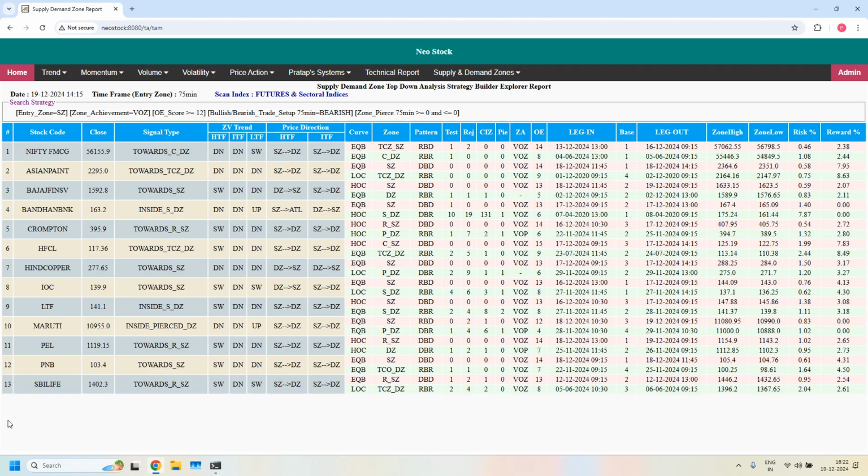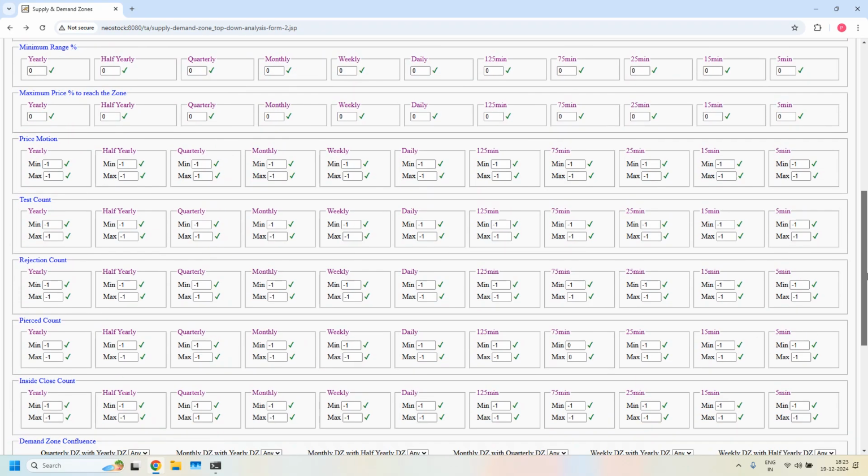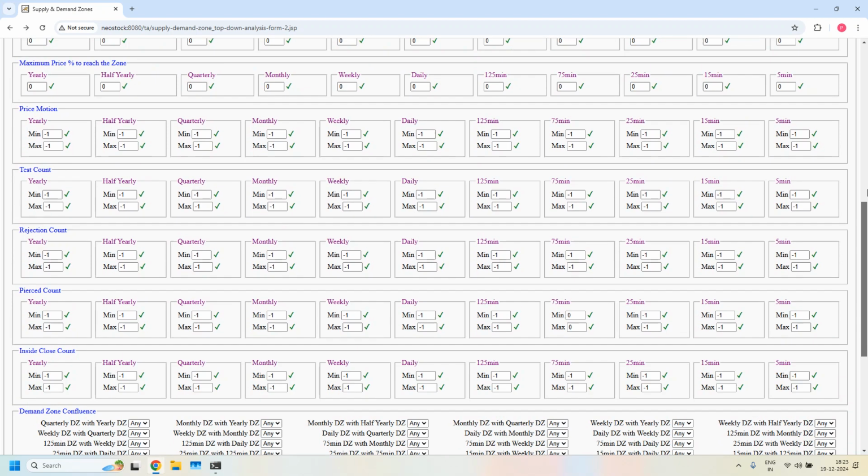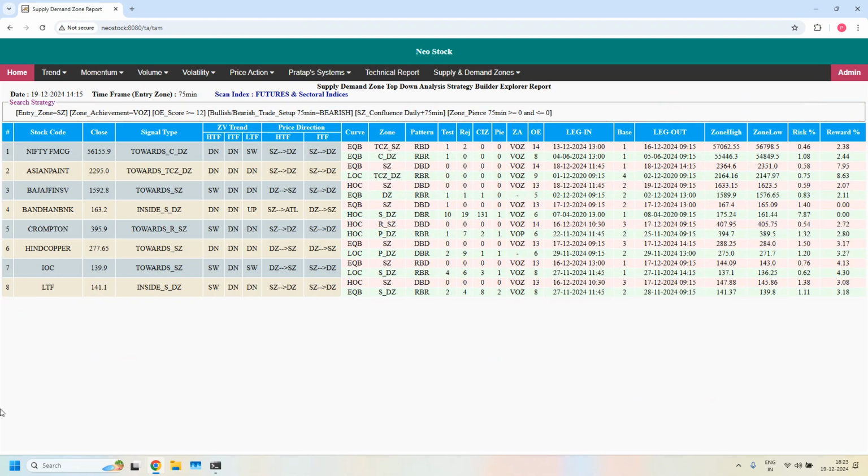These 13 stocks are supporting bearish trade setup for weekly income trade, and entry zones are 75 minute supply zones. Out of these 13 75 minute supply zones, some high probability setup zones might be available. So first filter is we need to filter based on LTF and ITF supply zone confluence. That is 75 minutes and daily supply zone confluence. Enable the filter. Out of 13 we got 8.